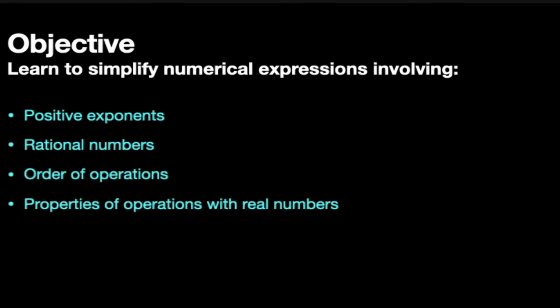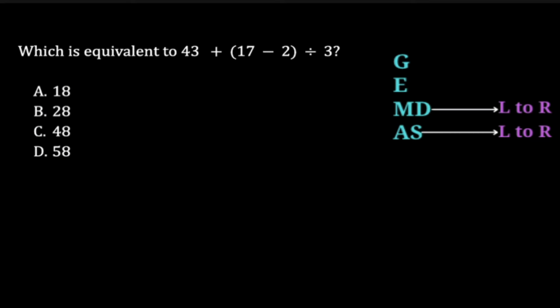So the objective here is to learn to simplify numerical expressions involving positive exponents, rational numbers, as well as order of operations and properties of operations with real numbers. This first problem is asking which is equivalent to 43 plus the quantity 17 minus 2 divided by 3.